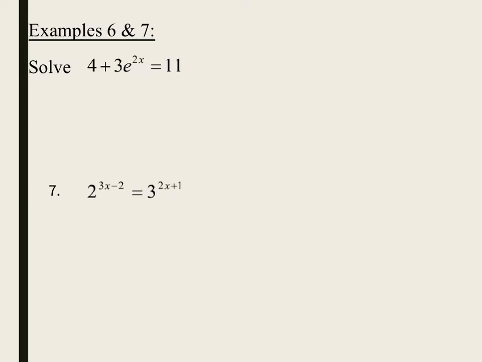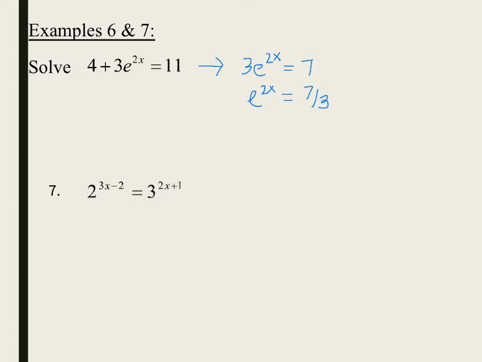So in the next problem, problem 6, we're going to look at an exponential. This one will probably use a natural log of both sides. But the first step here is to subtract 4 from both sides. So we get 3e to the 2x is equal to 7. We've subtracted 4 from both sides. Now we divide by 3. e to the 2x is equal to 7/3.